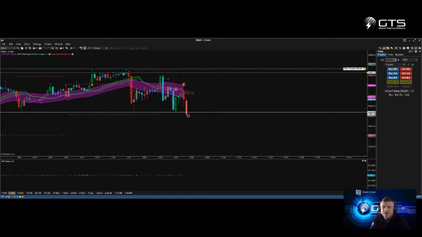All right, so we're looking pretty strong. We're at support right now on the ES. We're at support.